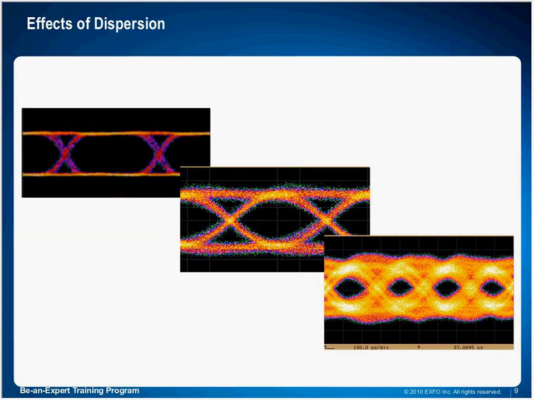Here's a visual representation of how the dispersion can affect your signal. We can see in the upper left-hand corner, the first signal is not showing much dispersion versus the lower right-hand corner. We can see how dispersion can take over and effectively confuse the receiver on the far end, and it might be unable to distinguish between bits and data rate.